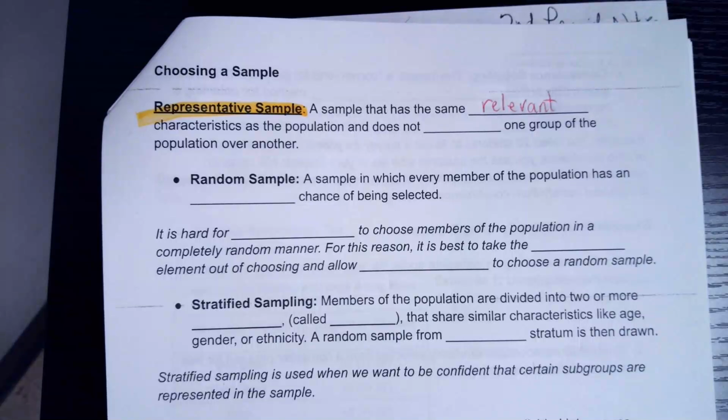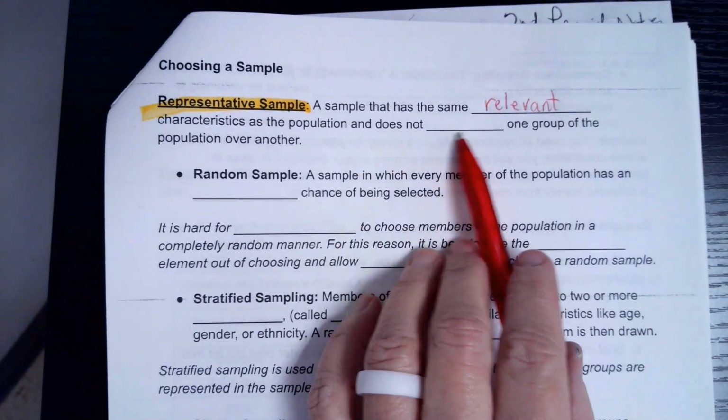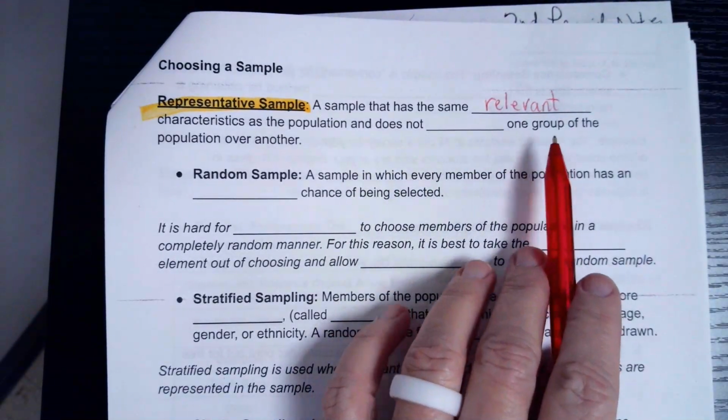But if I wanted to find out about seniors across the state of Texas, it may not be as easy to do a census for that group. So if I want to get a sample, do I only talk to students in Houston? Okay, so we need to get a sample or a subset that is somehow going to match and represent the whole population. And it does not blank one group of the population over another.